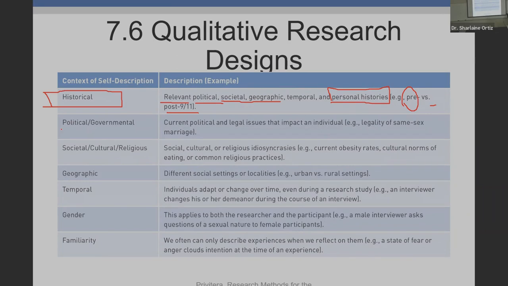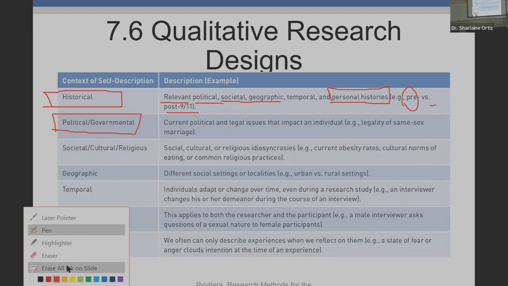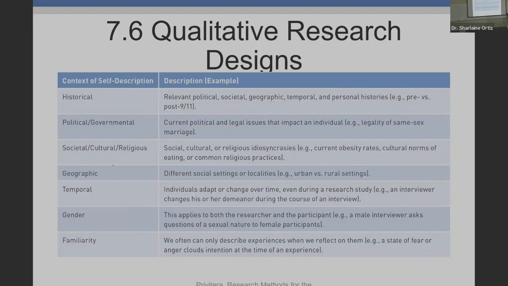All right, good deal. Let's talk about the context of a political or government context. Notice that this can have a significant impact on how an individual narrates their experience. A really good example is legal issues that can impact an individual. Think about the legality of same-sex marriage, right?